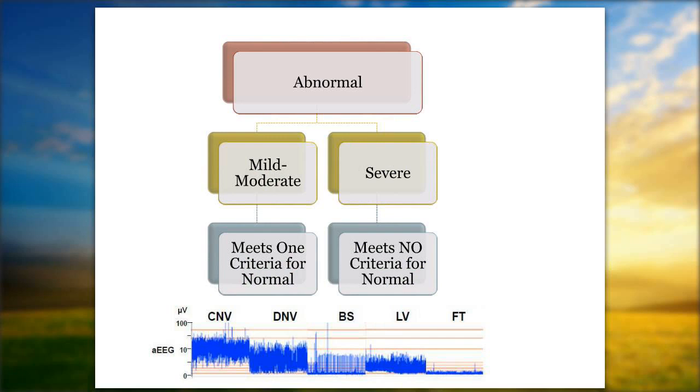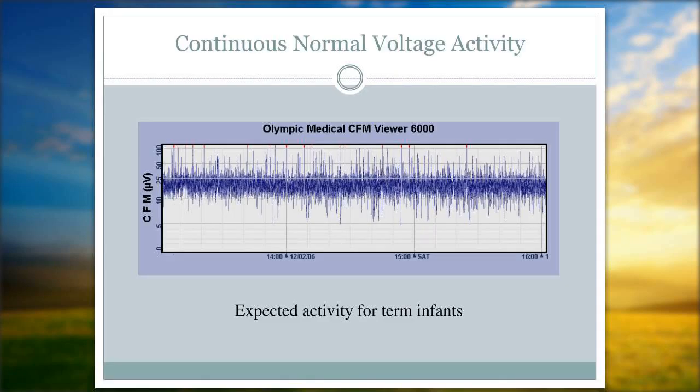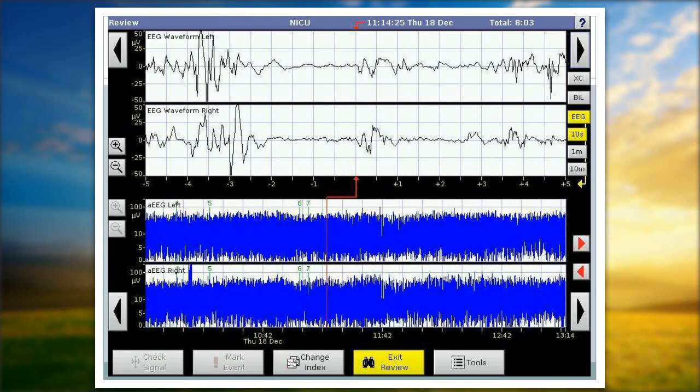So then if those are normal, what would be considered abnormal? Well, first off, again, we need to be thinking about that term baby. This is expected normal voltage activity for a term baby. So if we see that the lower margin is less than 5 for a term baby, that is definitely not what we would be expecting. The other thing that's missing from a pattern like this is the sleep-wake cycles that we would expect for a term baby.